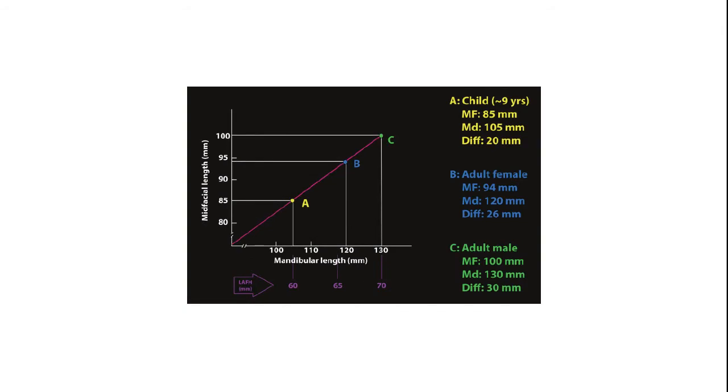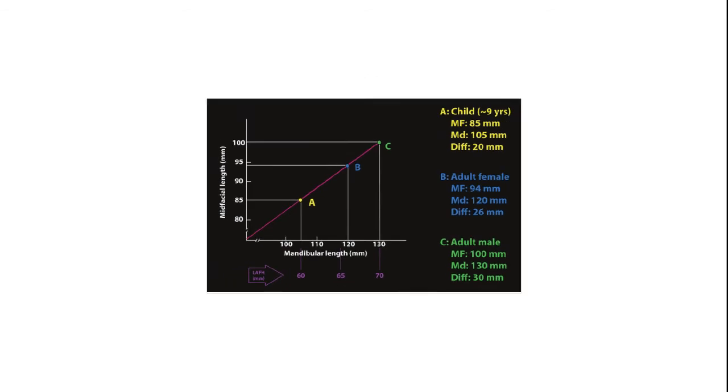The screen demonstrates the relationship between the midfacial lengths, effectively maxillary lengths, and mandibular lengths and lower anterior facial height. Any specific midfacial length will correspond to a specific mandibular length and lower anterior facial height within a given range. This relationship is generally linear and depends on the size rather than the age or sex of the individual.